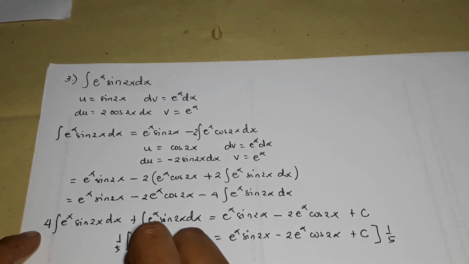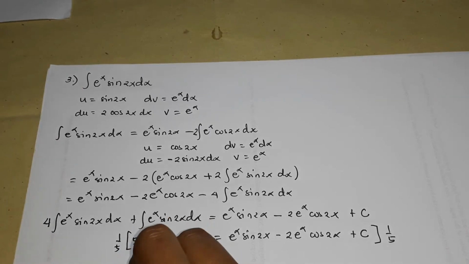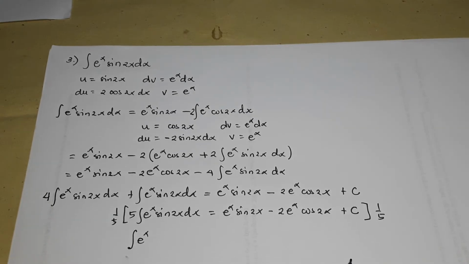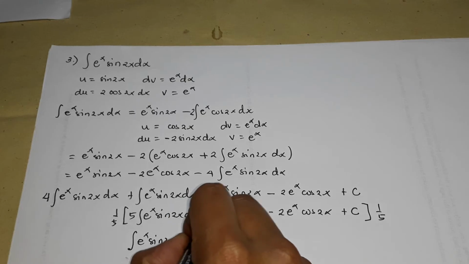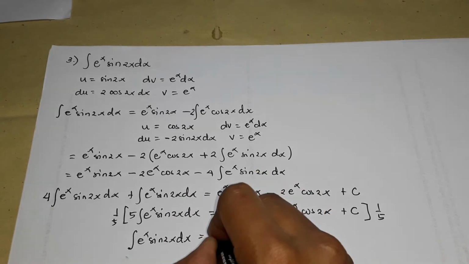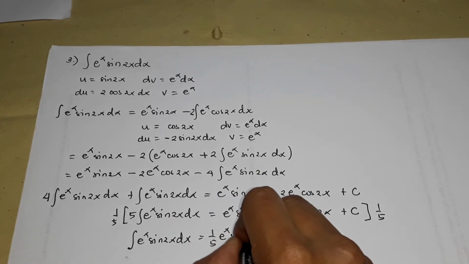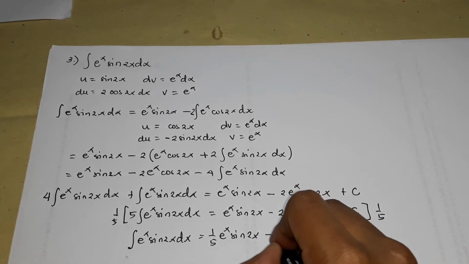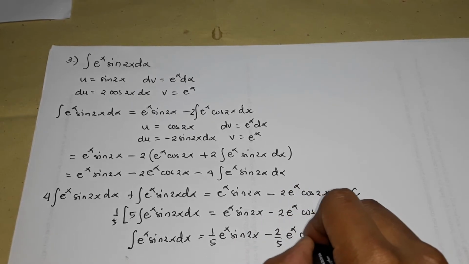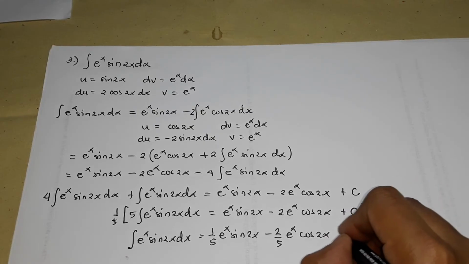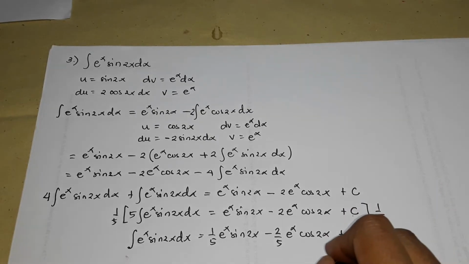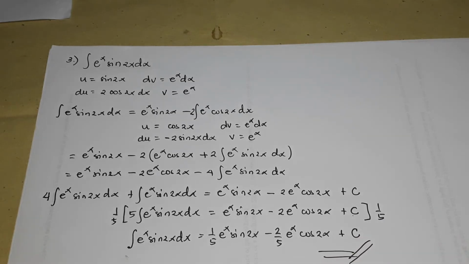So we go back to the original given: the integral of e to the x sine 2x dx is equal to 1 over 5 e to the x sine 2x minus 2 over 5 e to the x cosine 2x, and then c times 1 over 5 is still constant c. So that's it, the integral of e to the x sine 2x dx.